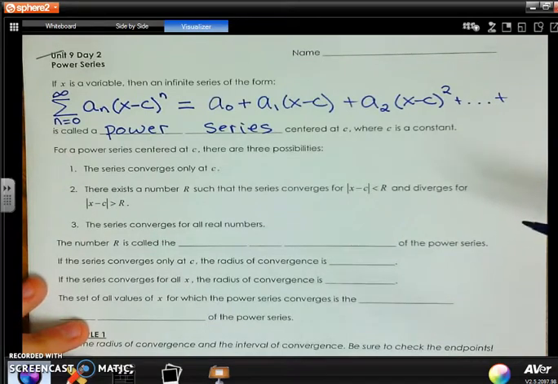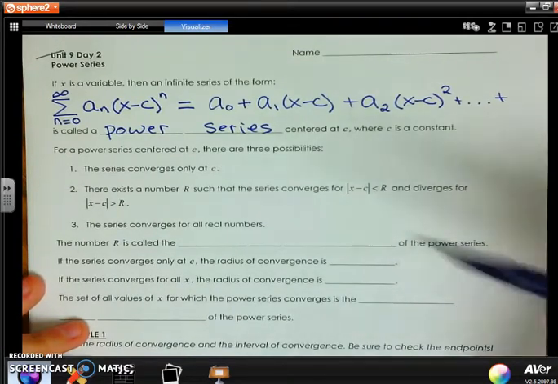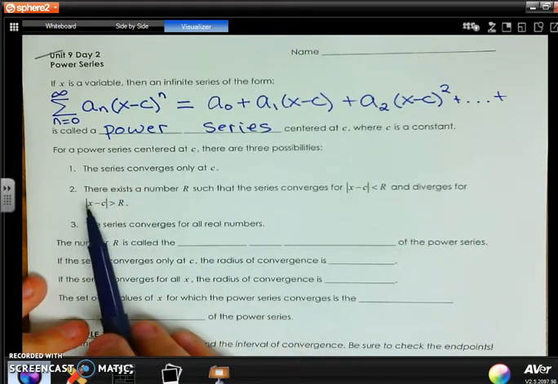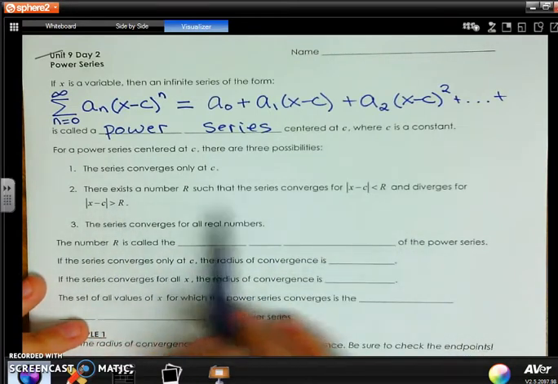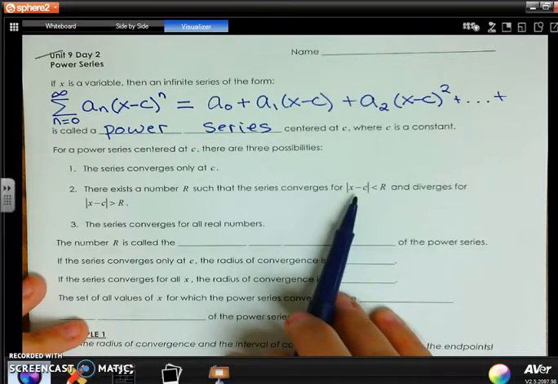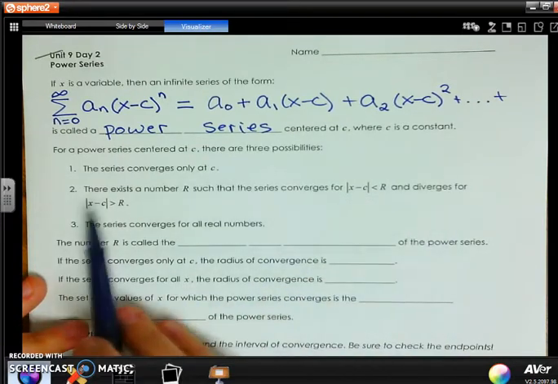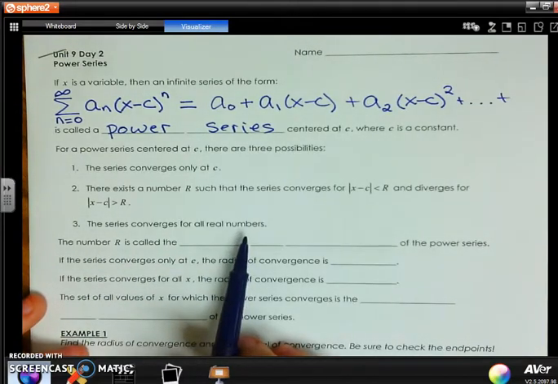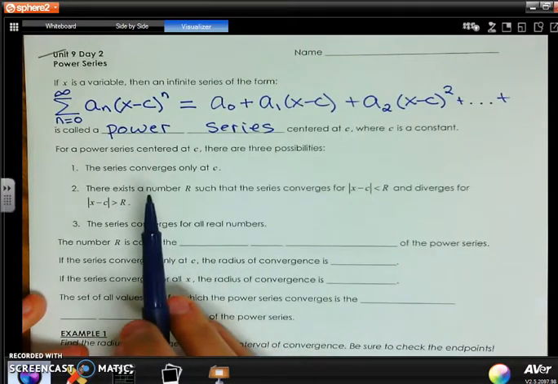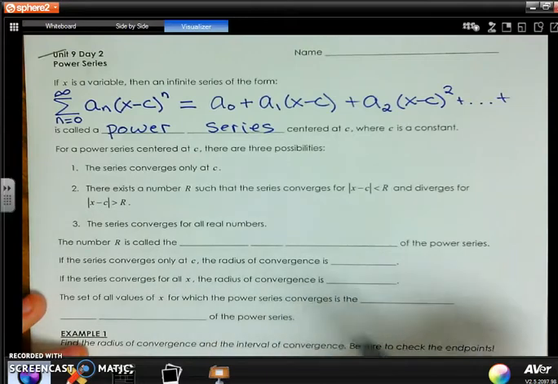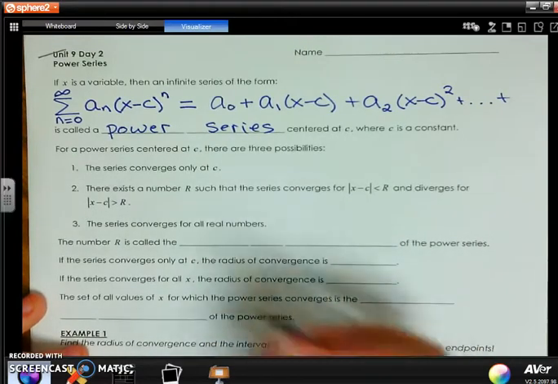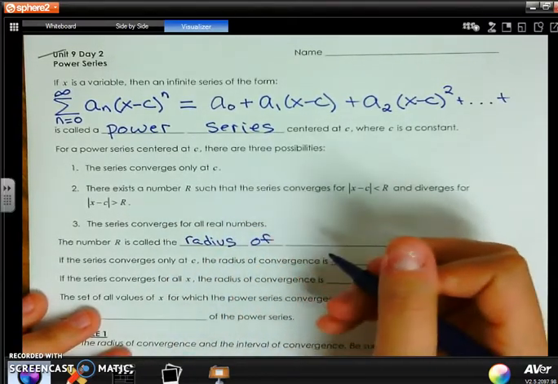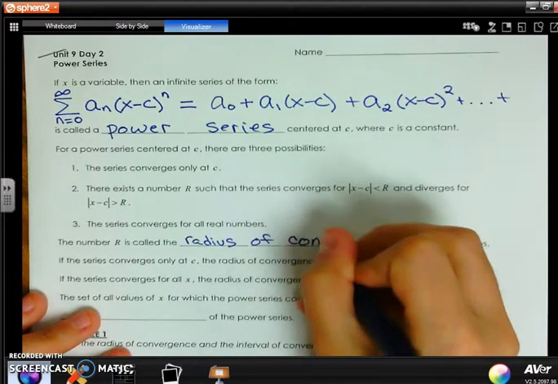And for a power series centered at c, one of 3 things is going to happen. It's either only going to converge at the center, or there's going to be a range of values where it converges. So it'll converge when the absolute value of x minus c is less than r and diverge when it is greater than r, or it's going to converge for everything. So it's either going to converge at c, converge over an interval, or converge for everything. That capital R there is called your radius of convergence.